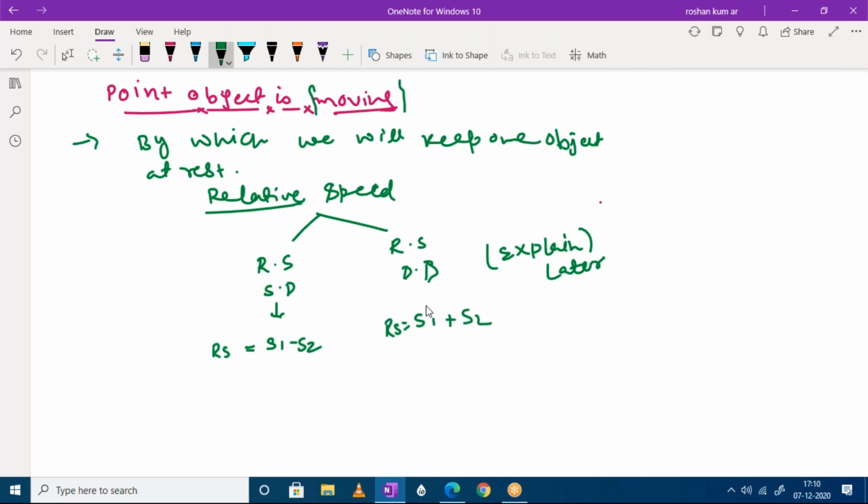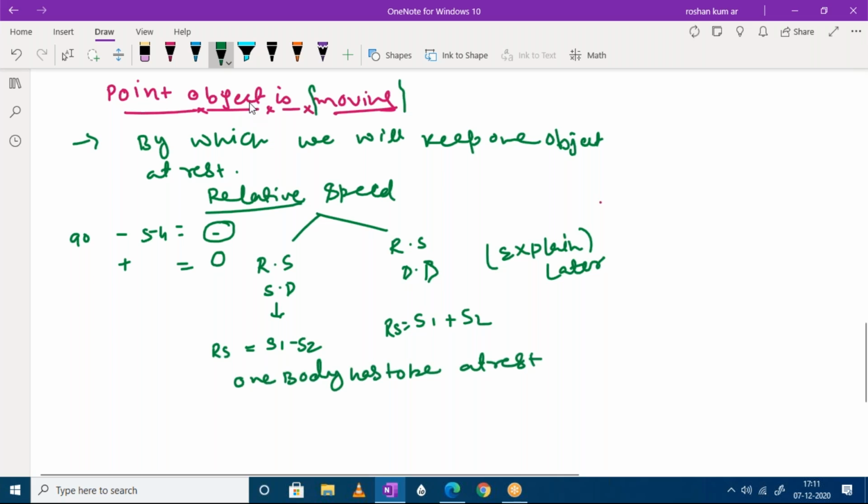And let me tell you, whenever you're doing this, think logically also. With two speeds, let's say 90 and 54, the difference will be only one speed, or the summation will also be one speed. This is just logic I'm telling you. So two speeds become one speed, which means one body has to be at rest. You keep the train at rest or you keep the body at rest, it does not matter. Whenever you're using relative speed, by default you are keeping one speed at rest. And when Einstein gave the relativity theory, he also assumed while deriving this formula that one object has to be at rest.